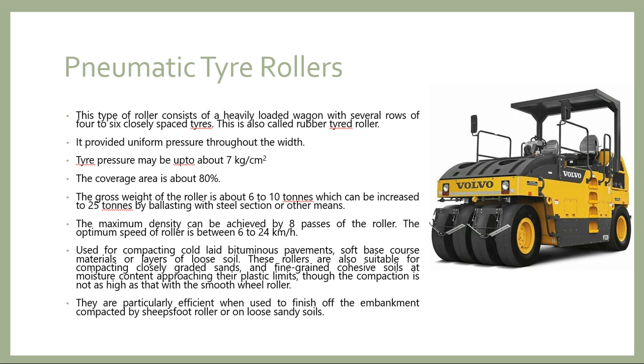The gross weight of this roller is near 6 to 10 tons, which can be increased up to 25 tons by ballasting with steel sections or other means. The maximum density can be achieved by it in 8 passes of the roller, and the optimum speed ranges between 6 to 25 km per hour. These pneumatic tire or rubber tire rollers are used for compacting cold laid bituminous pavements, soft base course materials, or layers of loose soil.